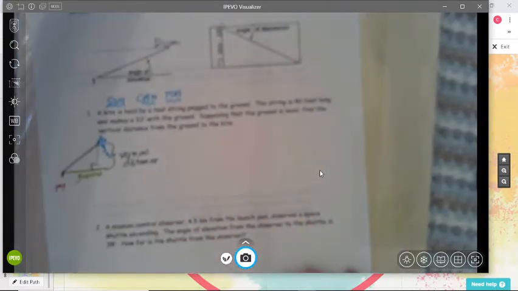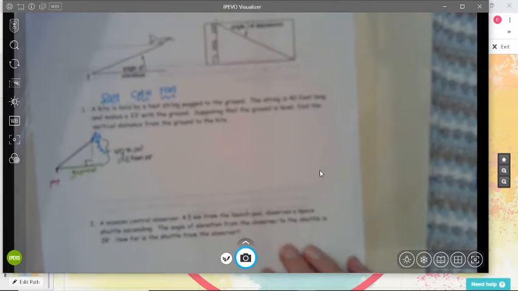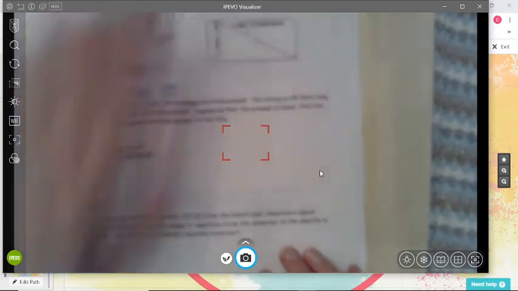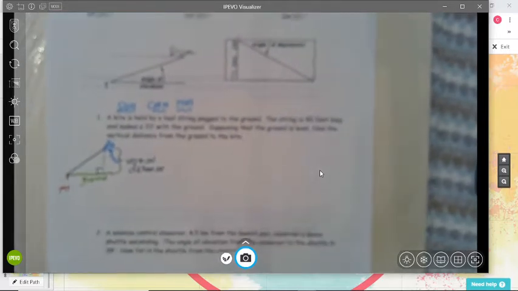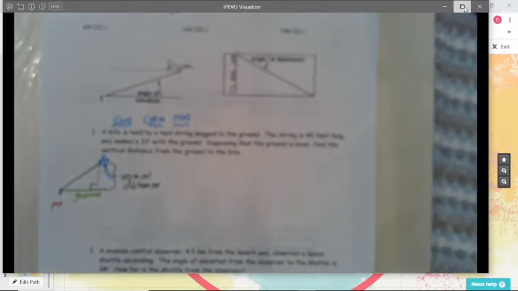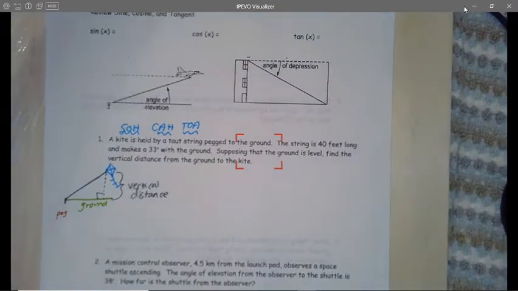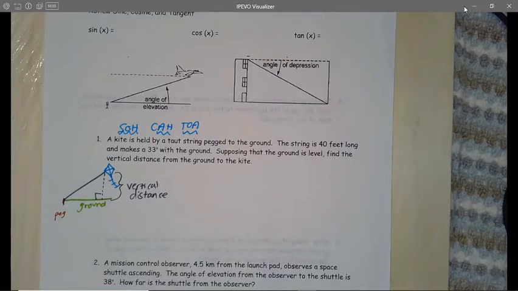these problems. Sorry, let me get this into focus. Come on, thing. Okay. Now, at the top of this paper, wow, that's really unfocused. Sorry, guys. Let's see if I can get it better than that. That's really bad. Come on, thing. Oh, there we go. Okay, there we go. That's a lot better. Sorry about that, you guys.